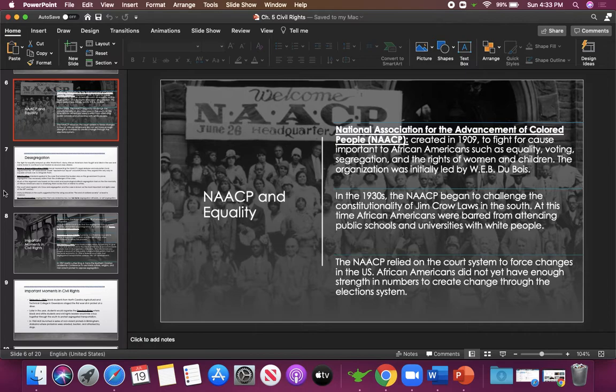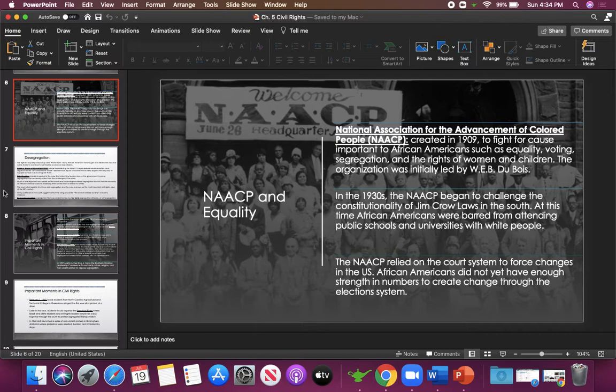But the NAACP, under the leadership of W.E.B. Du Bois, starts organizing the African American community, pushing for equality, voting rights, ending segregation, and the rights of women and children. And the NAACP has been a party to some of the most important Supreme Court cases in American history. They're responsible for really pushing the civil rights movement, whether it was through financing, or representing people in court with attorneys, whatever it was.